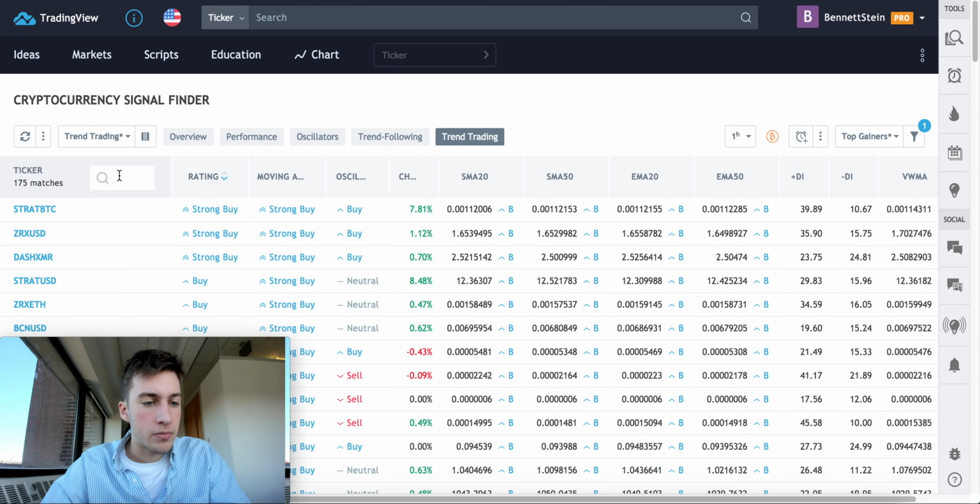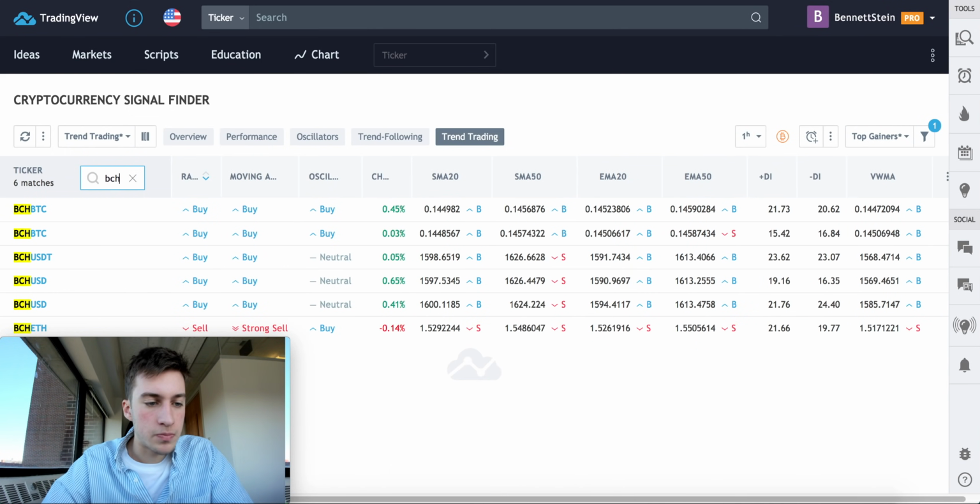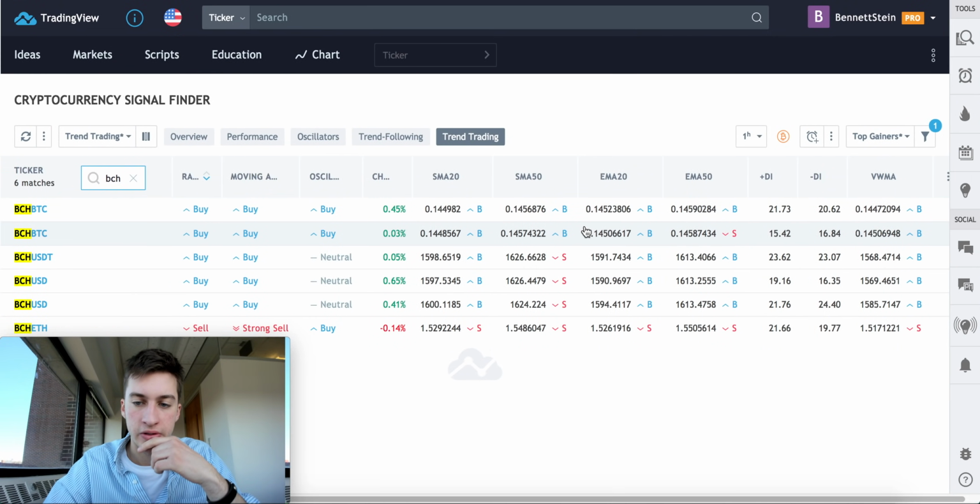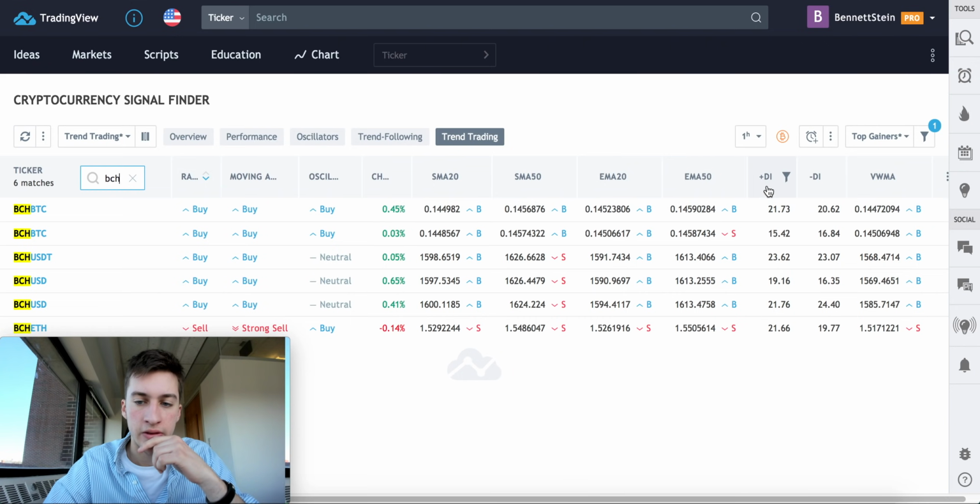Let me just type it in. It might be a little bit easier. BCH BTC. Yep. And on the 1 hour, this still looks like a really good buy. All of the indicators are telling me to buy on the 1 hour. As you can see here, the DIs are low, which is good, and the plus DI is above the negative DI. Maybe it just crossed over.